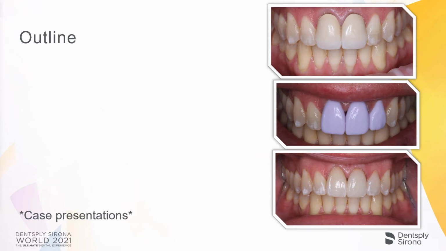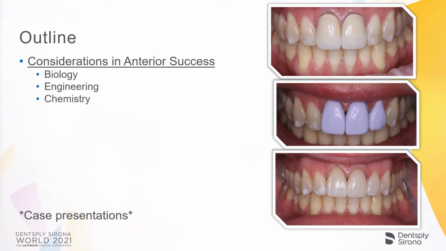So going over our outline, what are we going to be discussing today? One thing that I like to do first is talk about considerations in anterior success, looking at things through a lens of biology, through engineering, and through chemistry. As dentists, we have to be all three things.